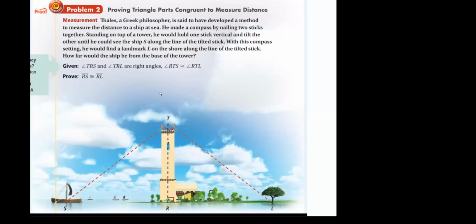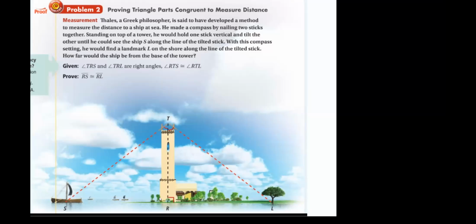So here now, since they are congruent, the question is, how far would the ship be from the base of the tower? Do they have the same distance, SR and RL? Yes, teacher. Since they are congruent, they have the same distance.